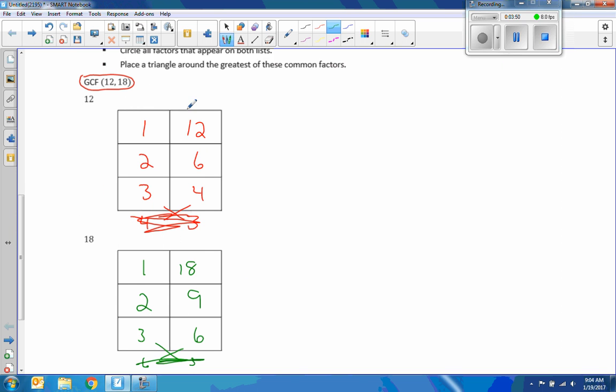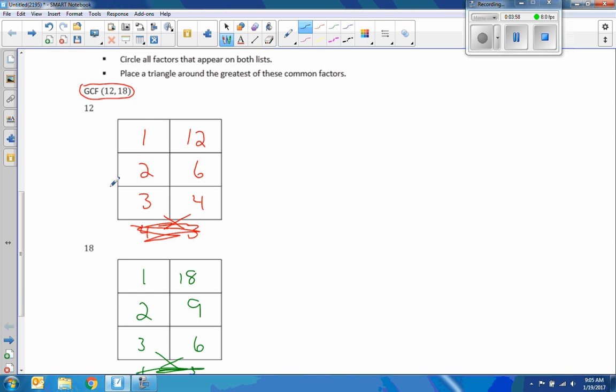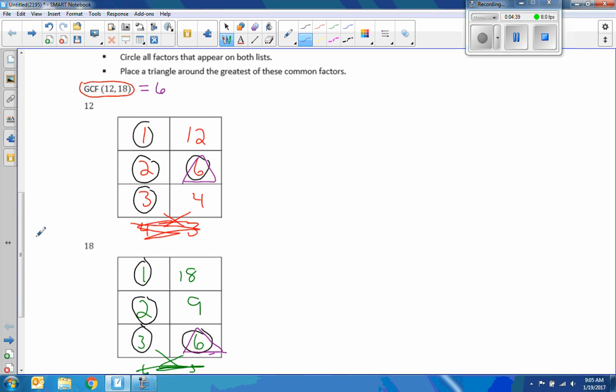So these are all the factors of 12, all the factors of 18, and we want to circle all factors that appear on both lists. So I have a 1, I have a 1, I have a 2, 2, 3, 3, 6, 6. 4, no 4. 9, no 9. 12, no 12. 18, no 18. These are the only ones we have in common. And then it says to place a triangle around the greatest of these. Well, 6 is greater than 3, 2, and 1. That is the greatest, so that is the greatest common factor of 12 and 18. That's greatest common factor: what factor do these both have in common, and which is the biggest common factor?